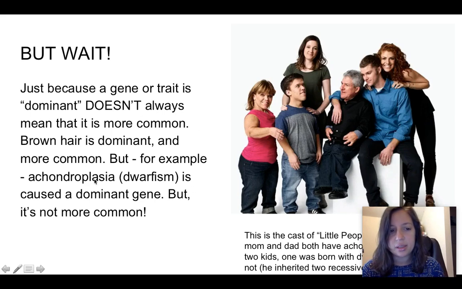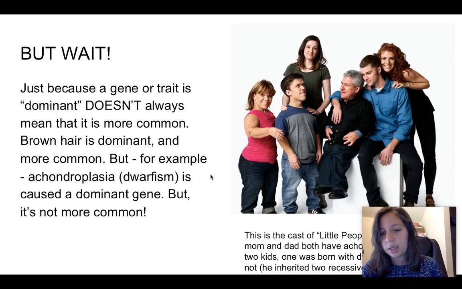But there's this genetic trait called achondroplasia, which is dwarfism. And it's actually caused by a dominant gene. Well, we don't see a lot of people with dwarfism, even though it's a dominant gene, right? So this is a TV show that was on a couple years ago. The mom and the dad here are both dwarfs. They have achondroplasia. They had one son with dwarfism and another that did not.